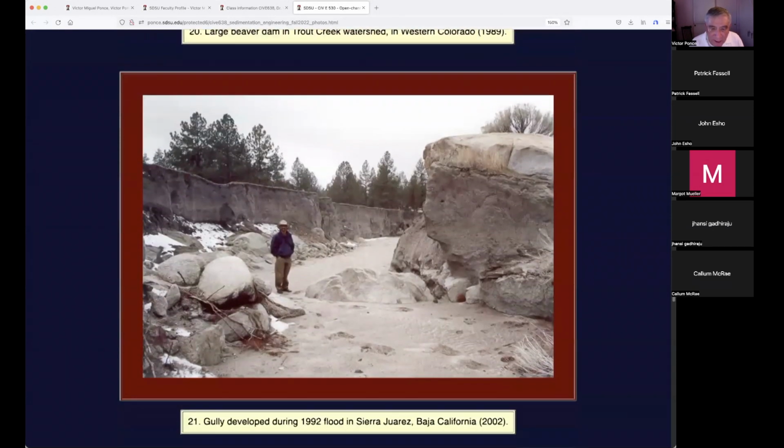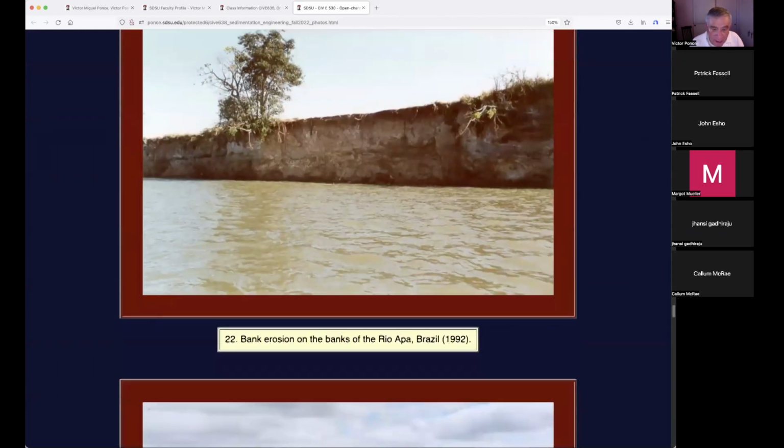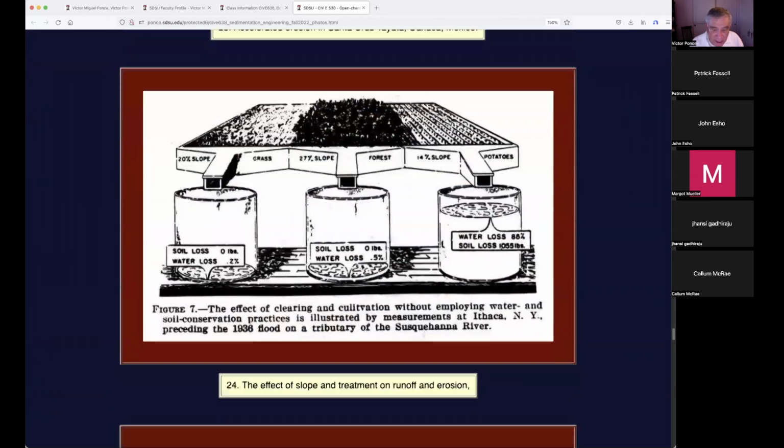So that happens. This is a gully developed during the 1992 flood in Sierra Juarez. He's one of our students, Mr. Shetty, in 2002, I believe. Standing in front of a gully that prior to the flood in 1992 did not exist. 1992 was an El Nino year. And the El Nino year affects everything from Peru throughout California and even to Japan, because it is a global Pacific atmospheric phenomenon. And that's basically it.